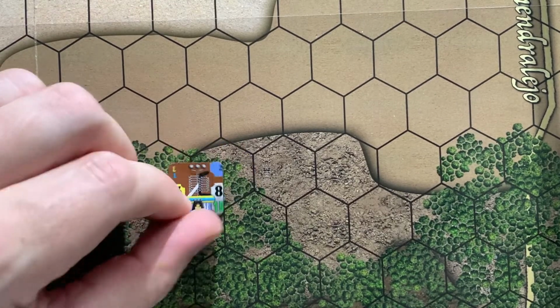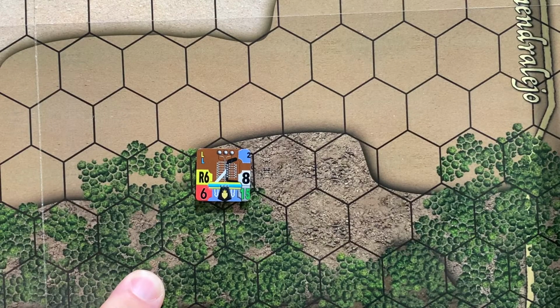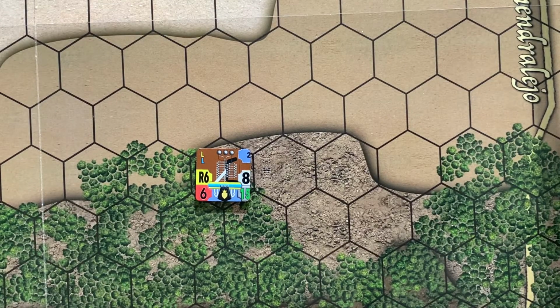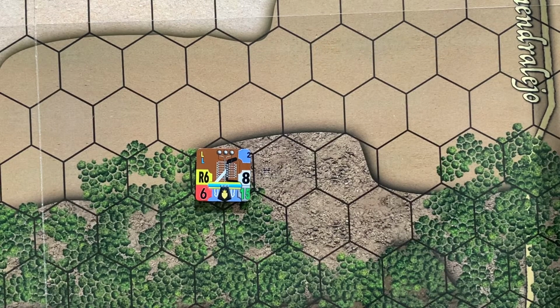Now that unit, of course, would be in general order, having entered a general order mandating hex. Talking about general order, entering a terrain that mandates general order comes with a free formation change, so you don't have to pay the cost of formation change.